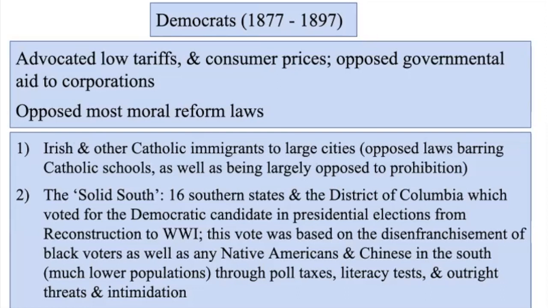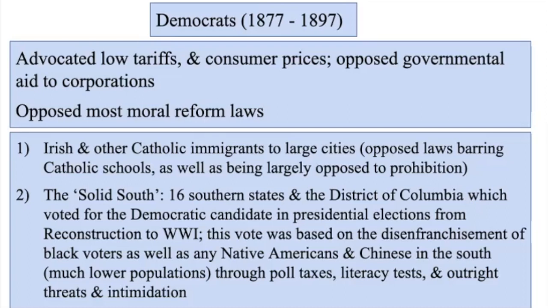The first group was Irish and other Catholic immigrants to large cities, and they opposed laws barring Catholic schools reasonably enough, as well as being largely opposed to prohibition. The second group was the Solid South, and that was 16 southern states in the District of Columbia, which voted for the Democratic candidate in presidential elections, all of them, from Reconstruction to World War I.